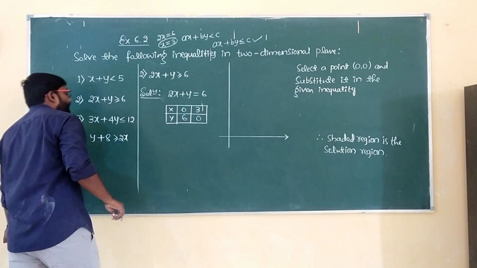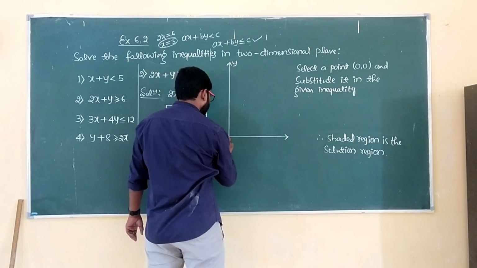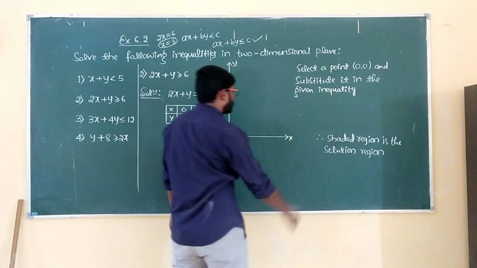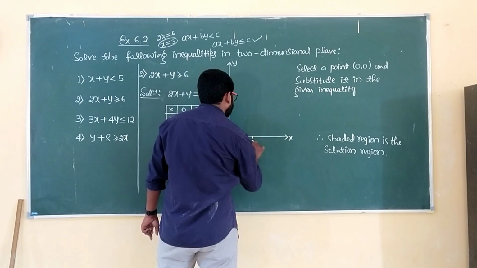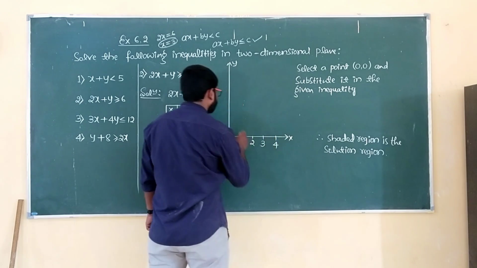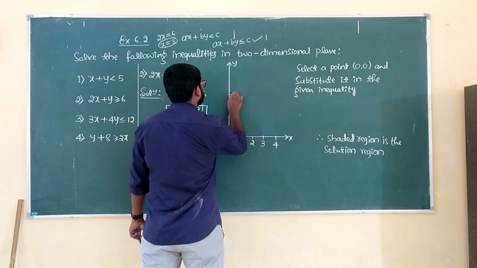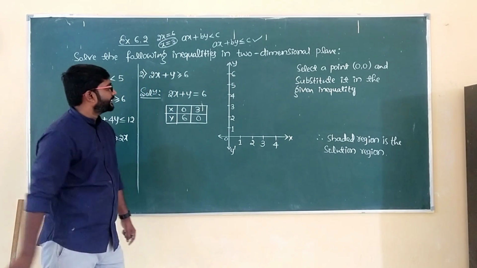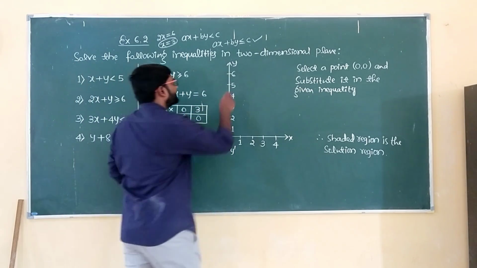And write x o x dash and y o y dash. This is y origin and this will be y dash and this will be x. So I will consider some points 1, 2, 3, 4 and then here again on y axis 1, 2, 3, 4, 5, 6. Now plot the graph. So x 0, 6, x0, y6, it is this point.